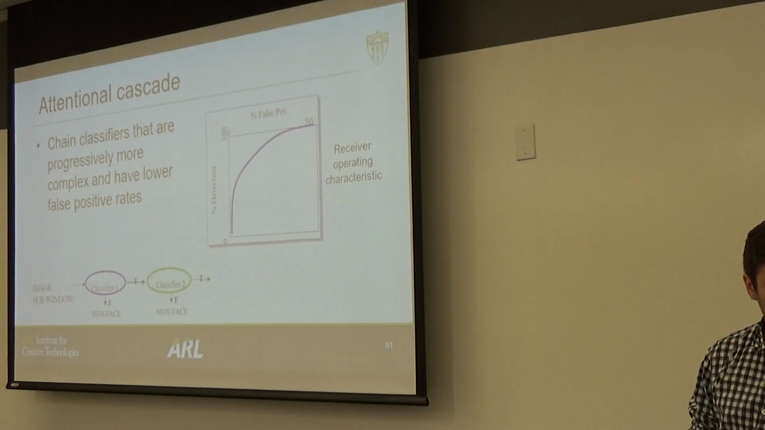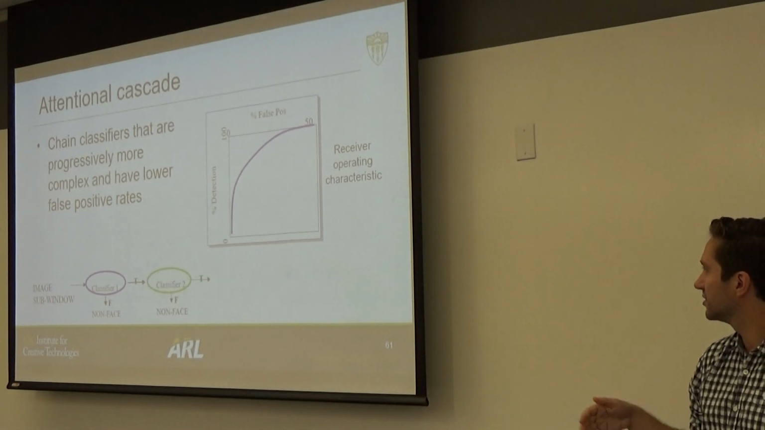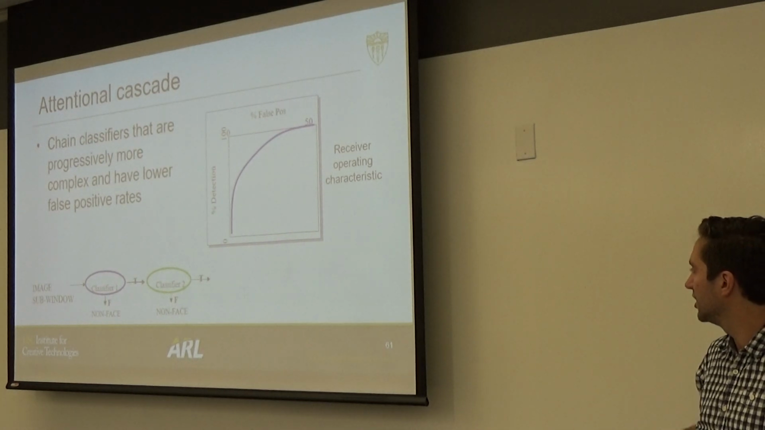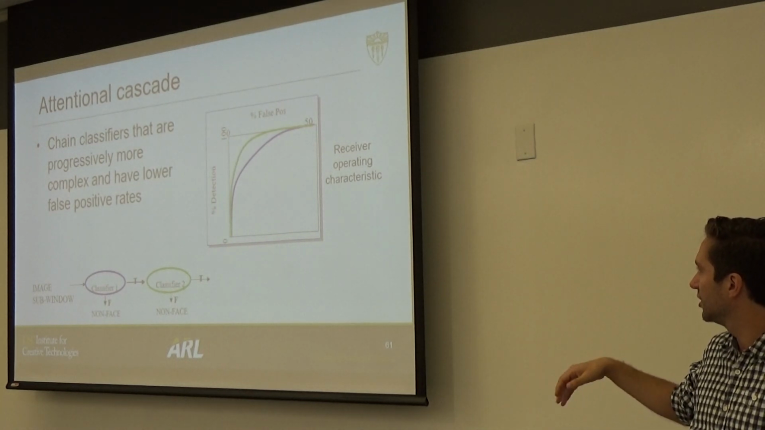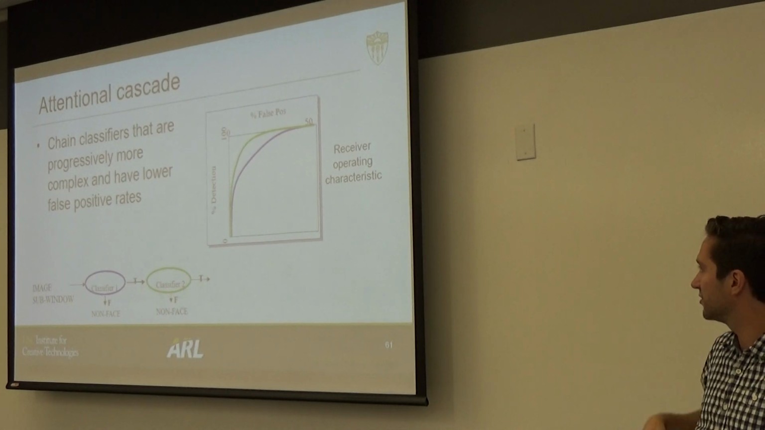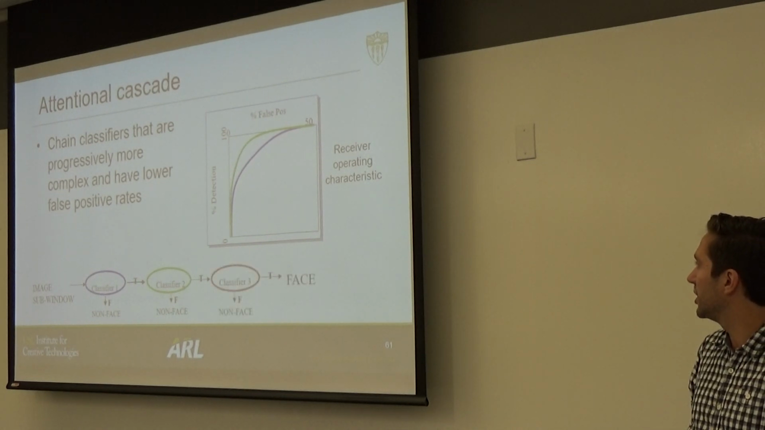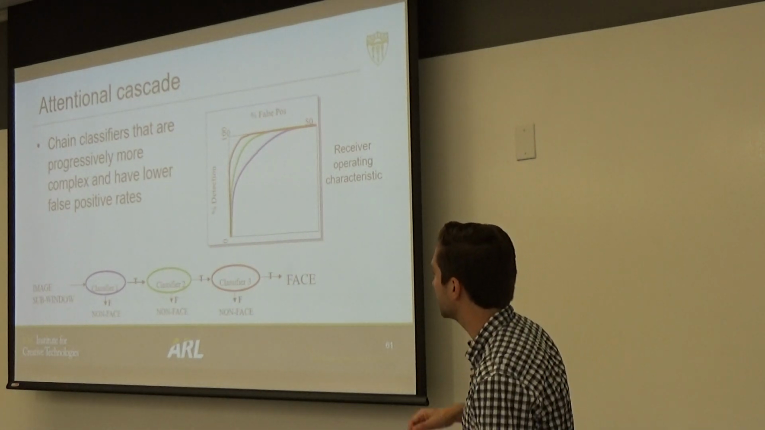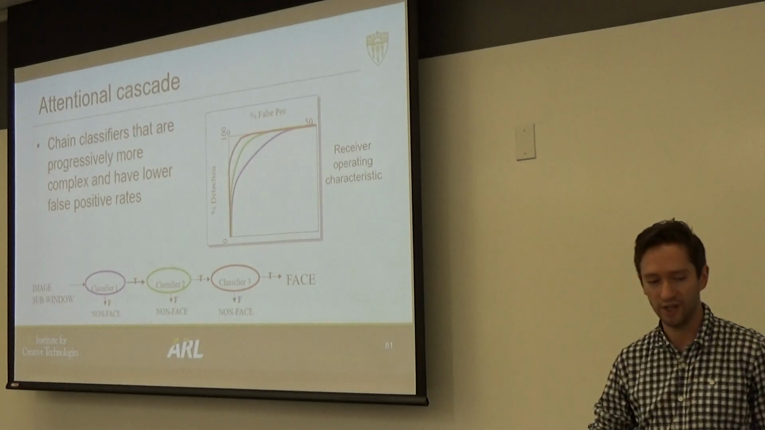So basically what you do with this method, the attentional cascade, is you build one first classifier, which is not that good. Then you add another one after it, combine them, and you have a much better performance, and a better performance, etc., etc., etc. The idea is that all these classifiers have to be very, very fast.